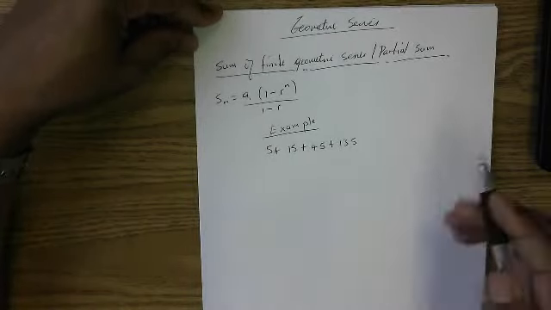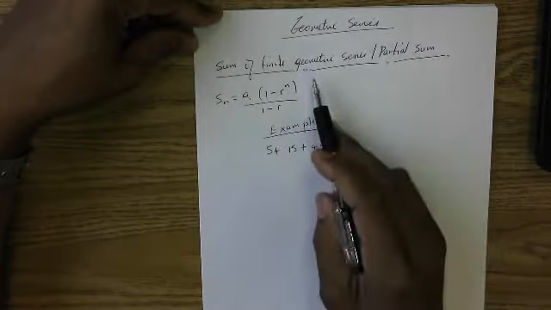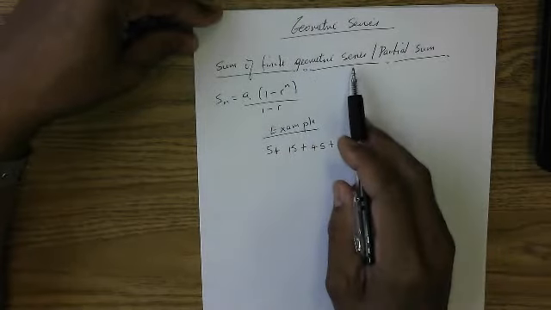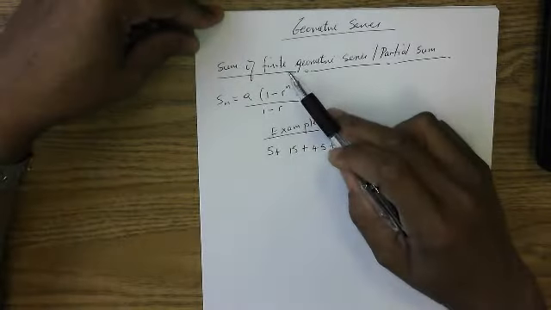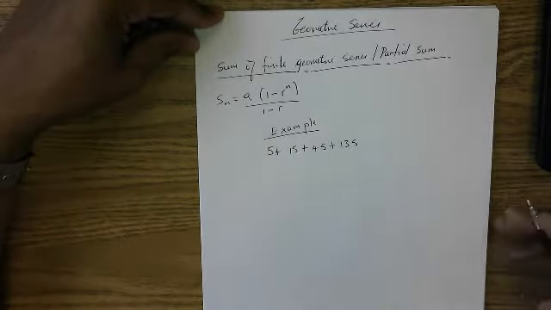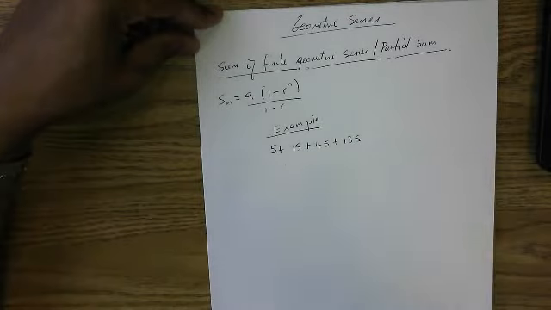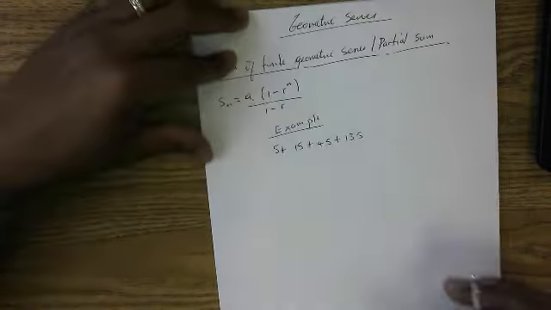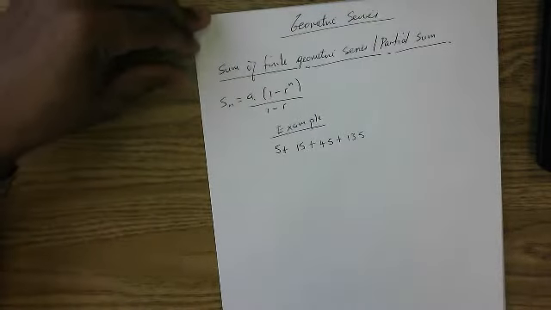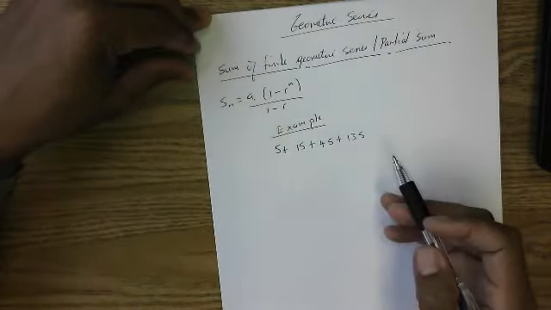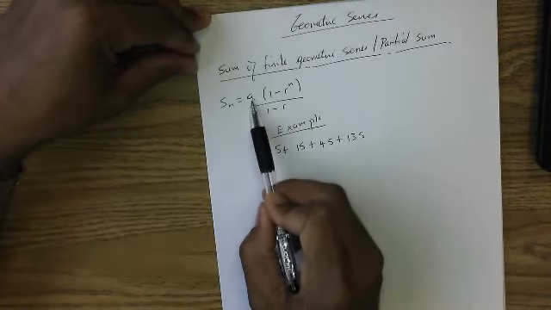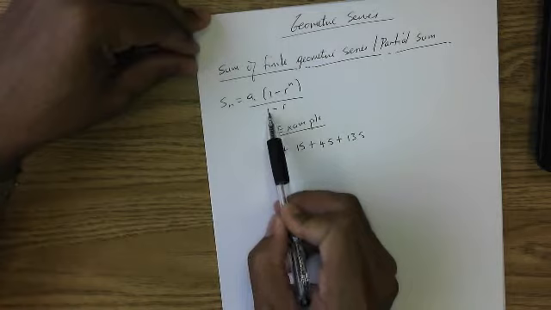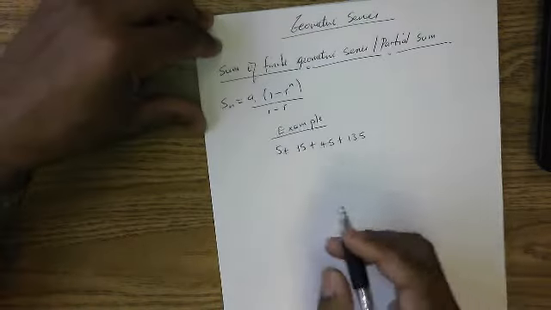This video is about finding the sum of a finite geometric series, which is also known as a partial sum. Finite here means that you can count the number of terms. Like in this case, we know that it's 1, 2, 3, 4 terms. The partial sum of a finite geometric series is given as S sub n equals a sub 1 times (1 minus r to the n) over 1 minus r.